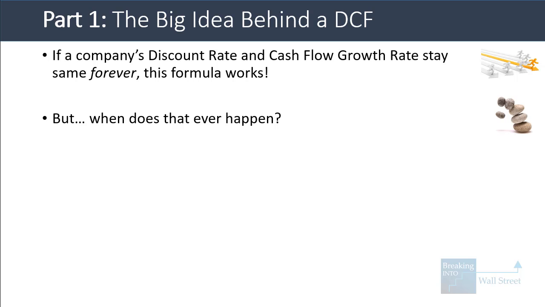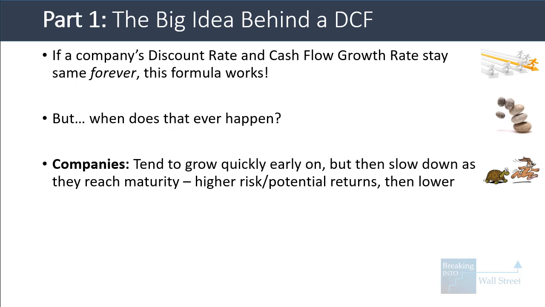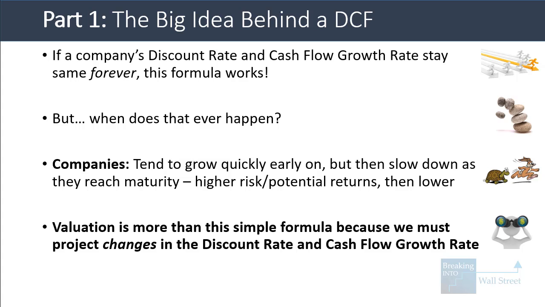The problem is that in real life, though, that doesn't happen because companies tend to grow quickly early on and then they slow down as they reach maturity. So there's higher risk and higher potential returns early on, but then both of those decline as the company matures. Valuation, therefore, is more than just the simple formula because we need to project changes in the discount rate and changes in the cash flow growth rate over time. Now, the discount rate doesn't always change, especially if the company's already mature, but the cash flow growth rate will almost certainly change in any type of DCF analysis.